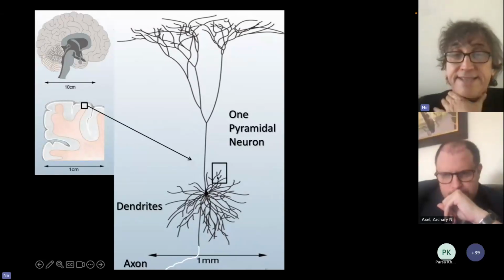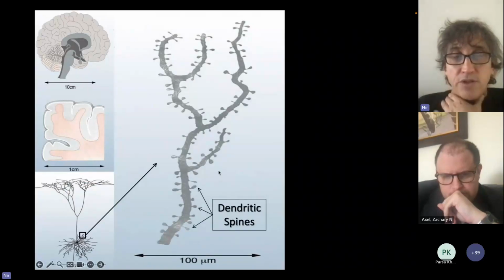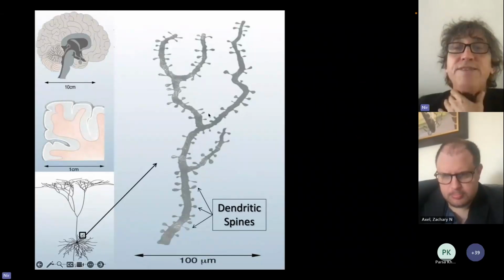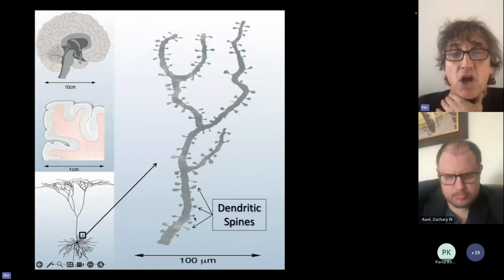Now let's take another factor of 10 smaller area and expand it. Now we're looking at 100 nanometers. What do we see here? This is a dendritic arbor, and along the dendritic arbor are these little dendritic spines, and each spine is going to be part of a synapse, those connections that I talked about before.